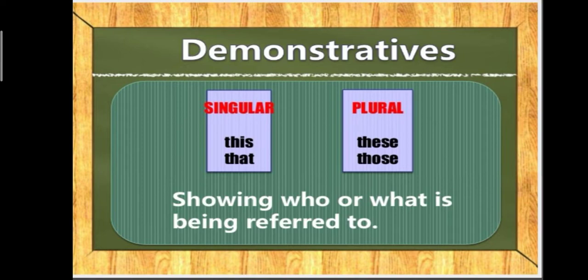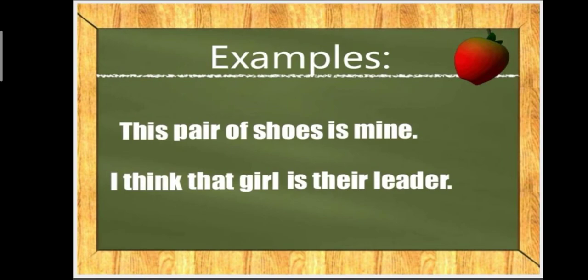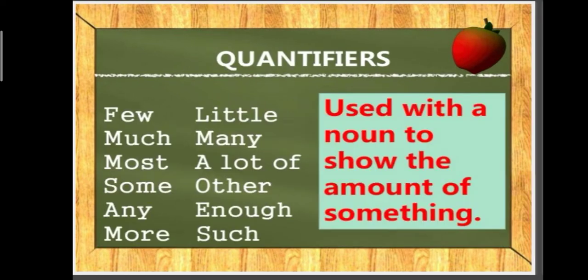Now the next kind of determiners is demonstratives. These are singular or plural. Singular ones are this and that. Plural ones are these or those. Just look at the examples. This pair of shoes is mine. So here, this is a demonstrative determiner. I think that girl is their leader. Here, that is a demonstrative determiner.